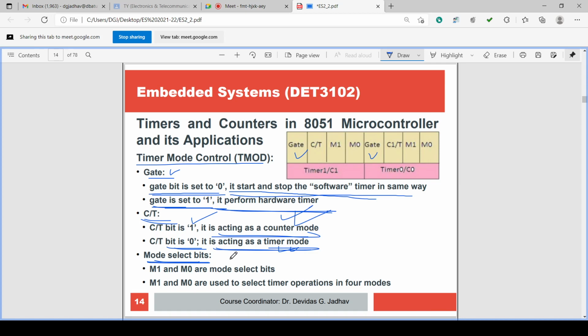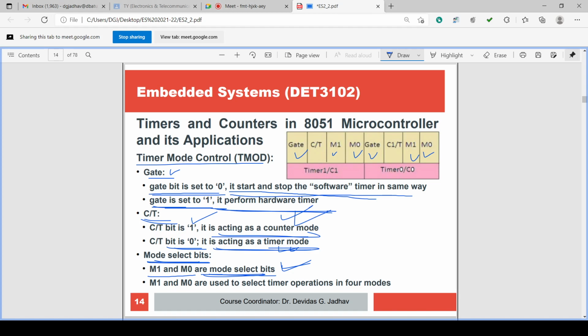So gate and C/T we have seen. In timer 1 and timer 0 both are there. Then there are two more bits, M1 and M0, for both timer 1 and timer 0. So M1 and M0 are mode select bits. M1 is a mode select bit. M0 is also a mode select bit.